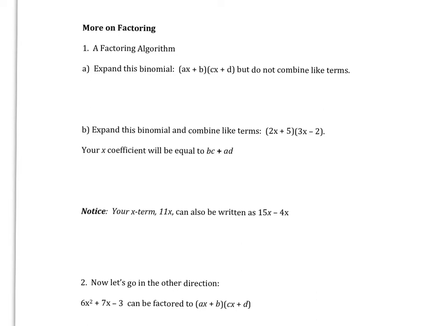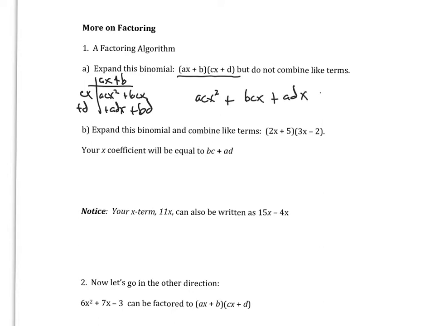So this first question asks us to expand the binomial, but do not combine like terms. That means we're going to get, and we could do it by the multiplication table, ax plus b times cx plus d is going to give us acx squared plus bcx plus adx plus bd.